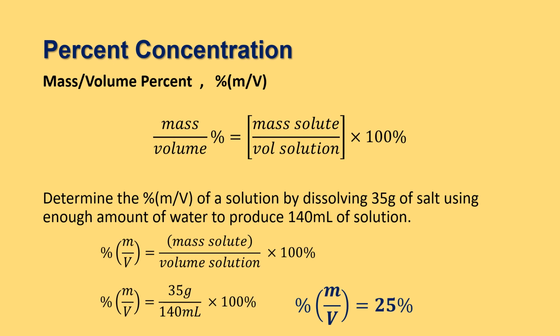So how do we prepare this solution? What we do is we measure an amount of 35 grams of our solute, which is the salt, and then combine it with water. Now, as you dissolve the salt with water, you add an additional amount of water until you reach the volume of 140 ml. So that is 140 ml of solution. So that is how you prepare a solution if you're going to represent or determine your concentration in terms of mass volume percent.